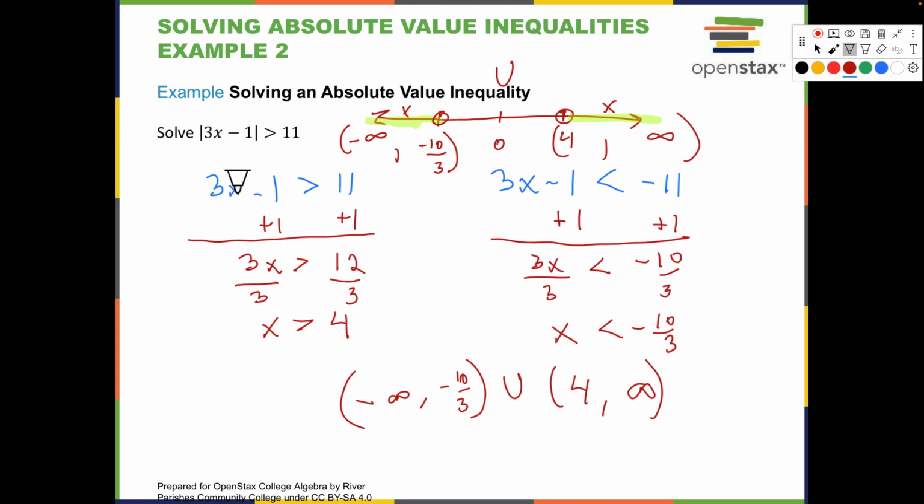So whenever you have a greater than, an inequality, or an absolute value with greater than, you get the outside, you're trying to get away from something. When it's a less than, you'll get the middle part.